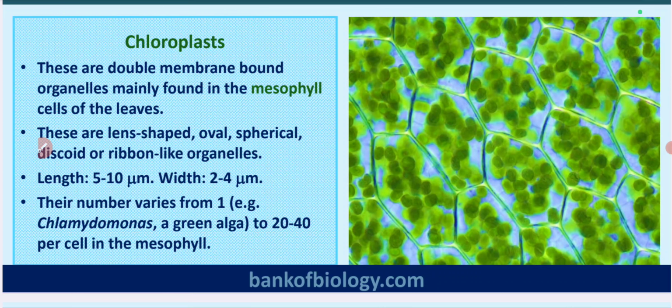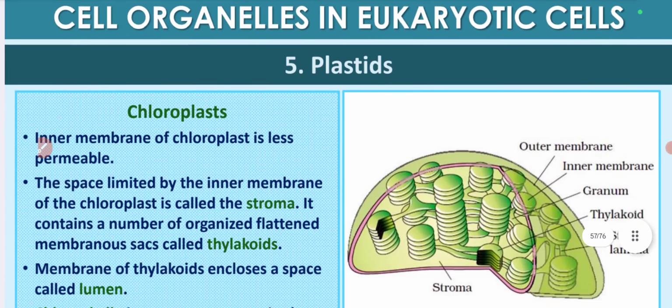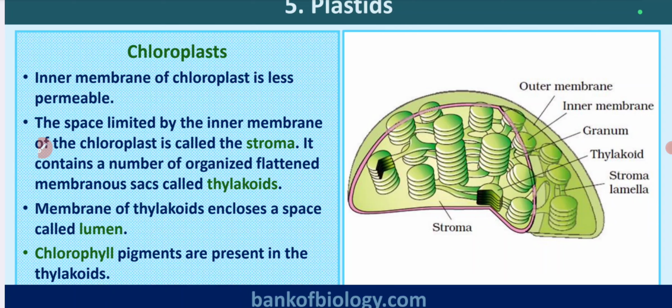Their number varies from 1, which is present in the Chlamydomonas green alga, or 20 to 40 per cell in the mesophyll. Inner membrane of chloroplast is less permeable. The space limited by the inner membrane of the chloroplast, that is called stroma, that is also labeled in the diagram. It contains a number of organized flattened membranous sacs, that are called thylakoids. Membrane of thylakoids encloses a space called lumen. Chlorophyll pigment are present in the thylakoids.